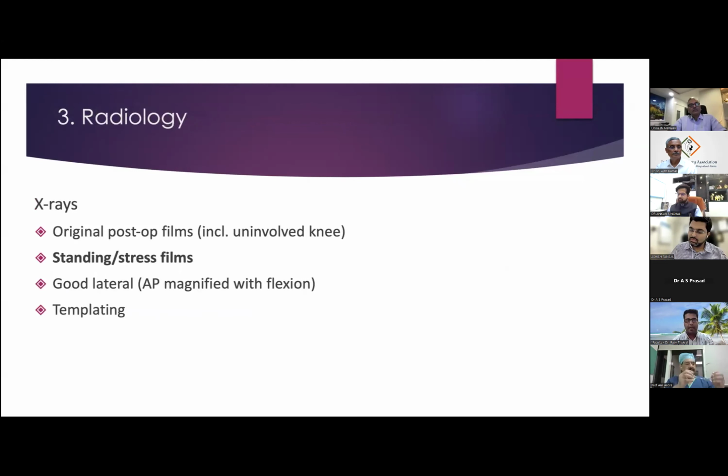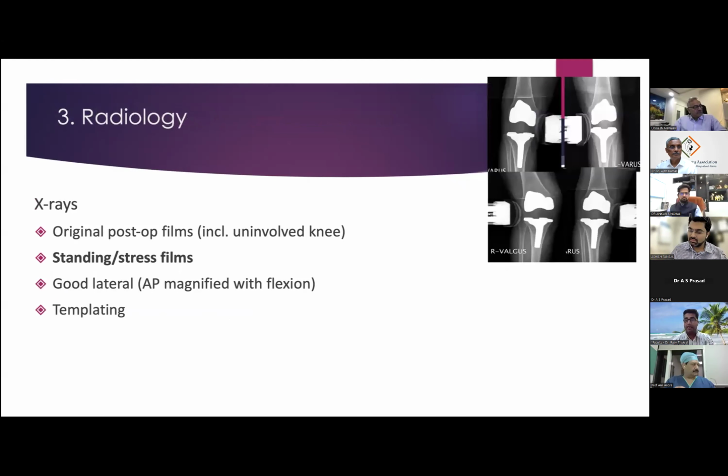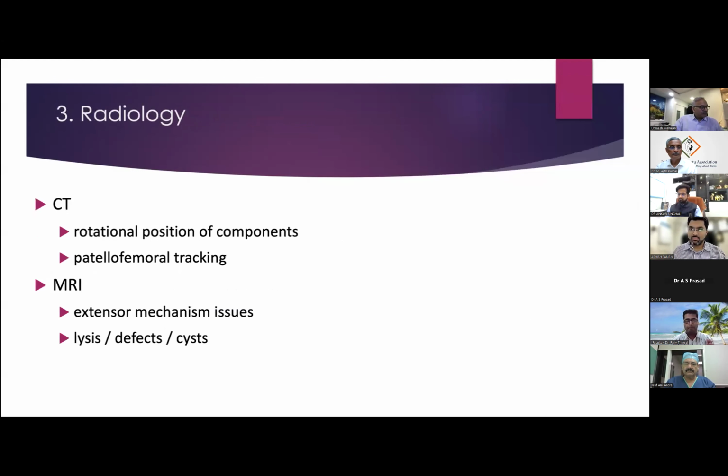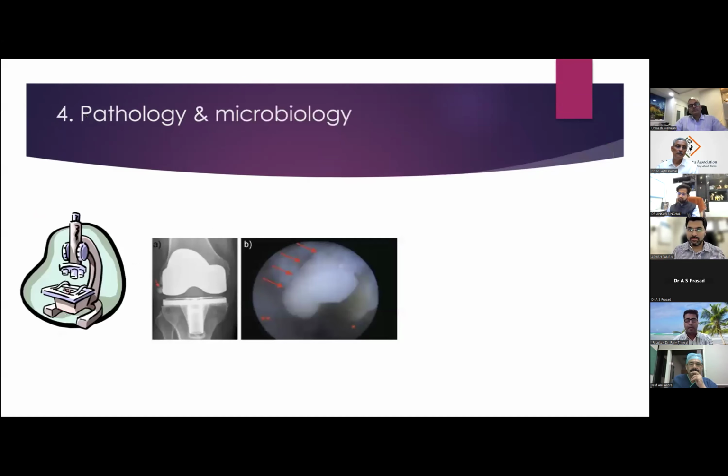Normally, we do plain X-rays, standing, and sometimes we do stress X-rays, but we need to have good lateral X-rays, and sometimes we can also use templates to identify what size implants we want. Now, CT scans are done for rotational malalignment, to look for rotational position of the components and for patellofemoral tracking. And sometimes you need to do MRI to look for extensor mechanism issues or to identify defects as seen in lysis.